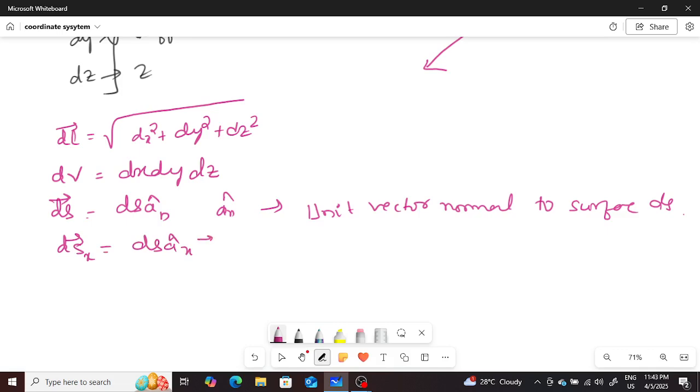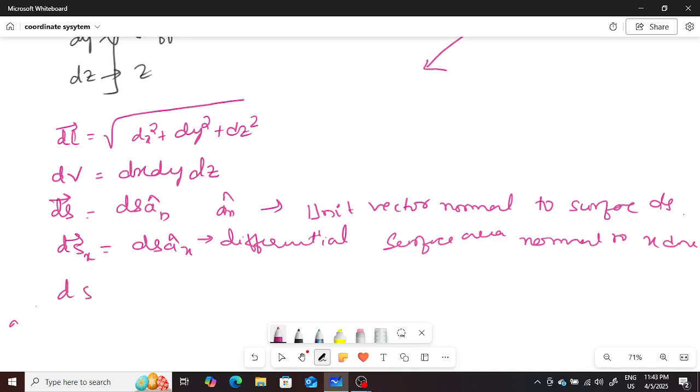What is this? Differential surface area normal to x direction. Similarly, you can write dsy, differential surface area in y direction, dsz, differential surface area in z direction.